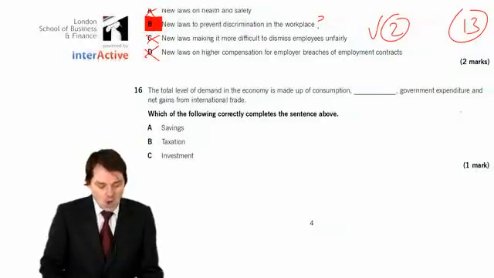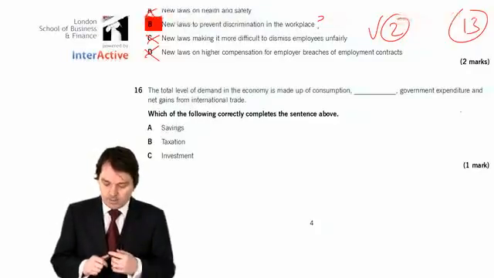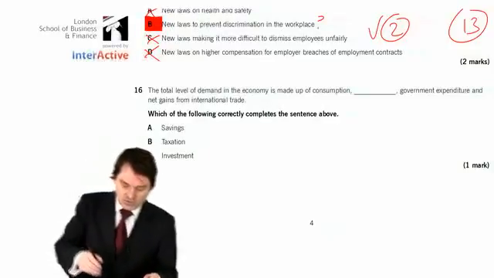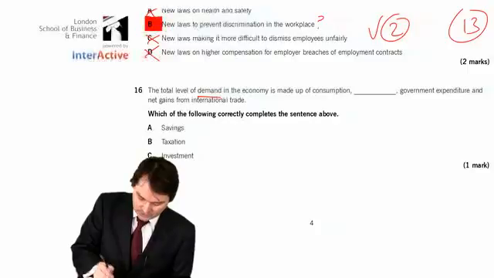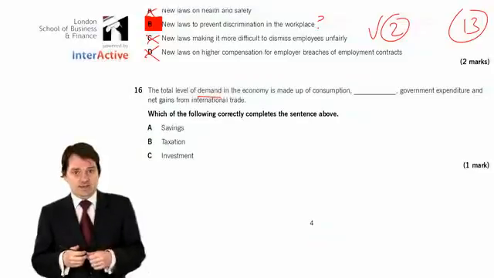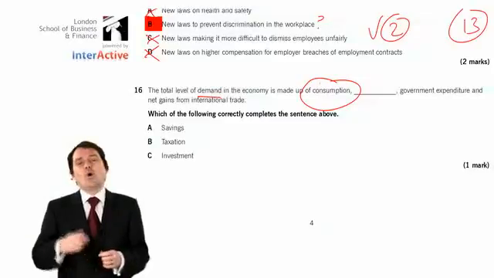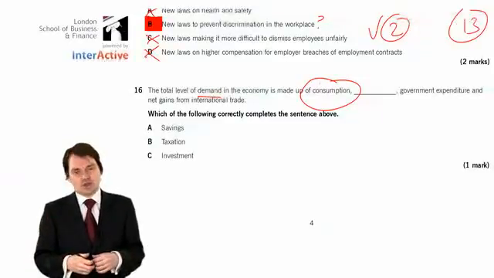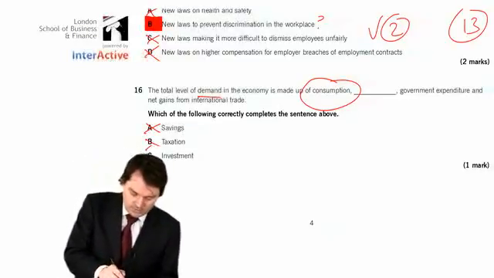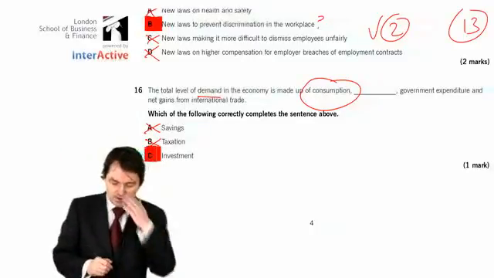Number 16. The total level of demand in an economy is made up of consumption, something, government expenditure, and net gains. The total level of demand, that must mean something to do with people buying things. Either they're buying them to use, consumption, or they're buying them because they need them for the future. Either way, you don't buy things if you're saving, and you don't buy things if you're being taxed. So the other possibility then is we buy things for investment.